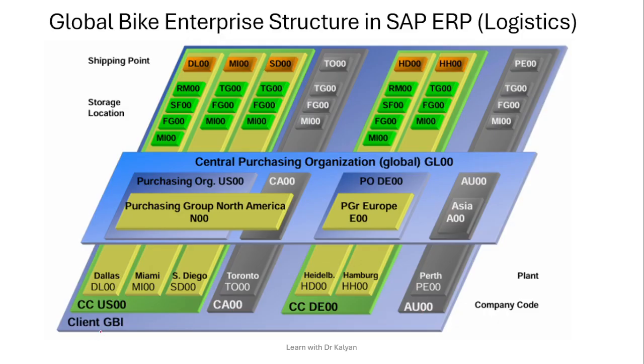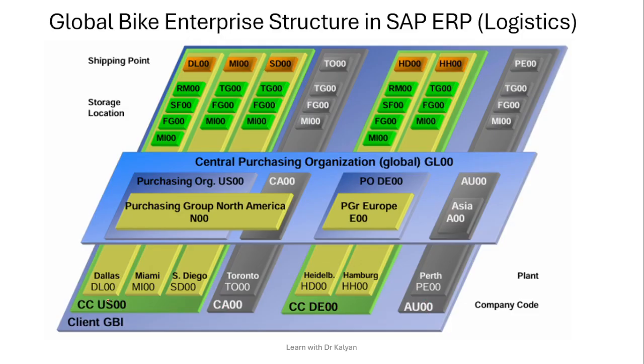Now, for the GBI company working in the US, we have to give a code. The code will be US00. For the GBI company working in Canada, the code we are going to give in SAP software is CA00. Similarly, for Germany's company, it is DE00, and for the Australian company, it is AU00. So the main client is GBI, and it is working in 4 different countries: US, Canada, Germany, and Australia.